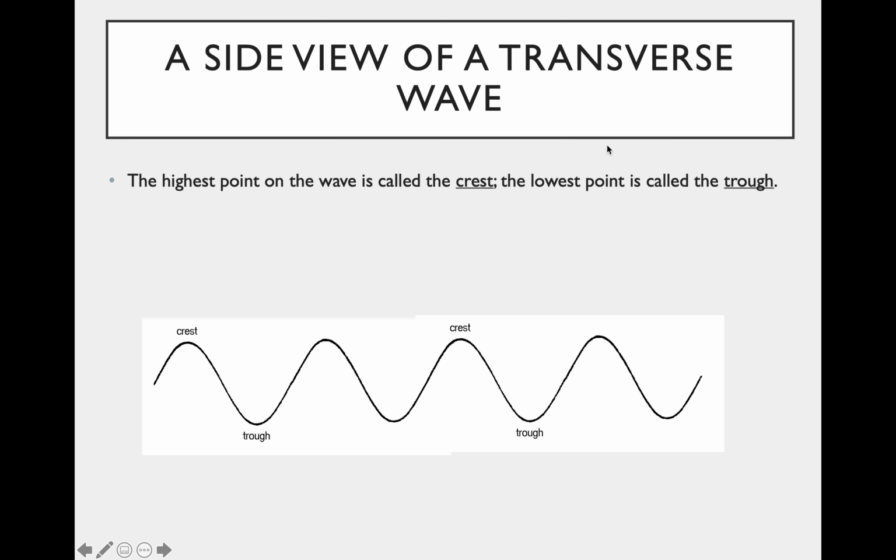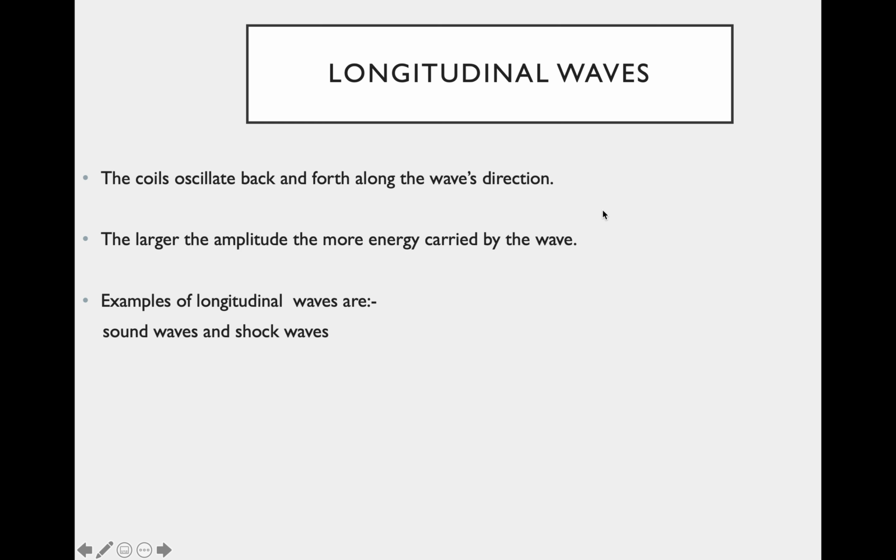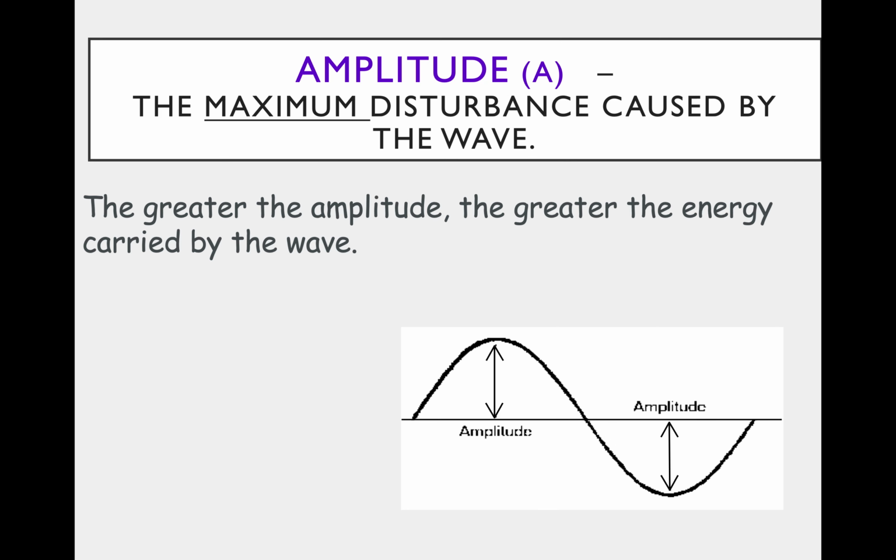So back over to the transverse wave. The top is called the crest, the bottom is called the trough. The bit in the middle from the zero all the way to the top, this height is called the amplitude. It's not from the top all the way to the bottom, no, it's from the top to the middle, and the middle we will call the null position. So in a longitudinal wave, I've already mentioned that the coil will go backwards and forwards along the same direction, and bigger amplitude means more energy will be carried by the wave. That's true for both transverse and longitudinal, actually.